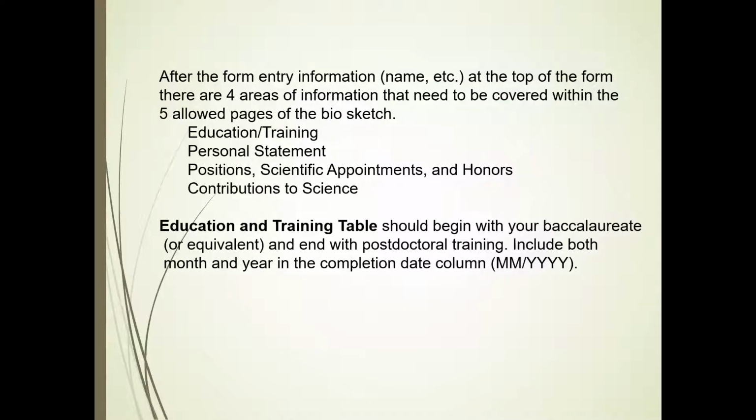So the form entry information at the top is pretty much the same. They are still only allowing 5 pages for each biosketch. These are the sections. The education and training table is supposed to begin with your baccalaureate or equivalent and end with your postdoc. And you're supposed to include both the month and the year that you completed it.